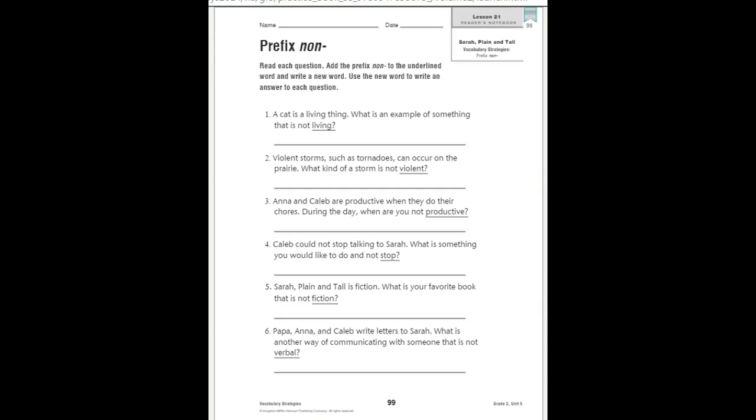So now it's your turn to practice with the prefix non. Page 99 in your reader's notebook. You're going to read each question and add the prefix non to the underlined word to make a new word. Then use the new word to write an answer to each question. So here's an example. A cat is a living thing. What is an example of something that is not living? So now we need to take this and make our new word.